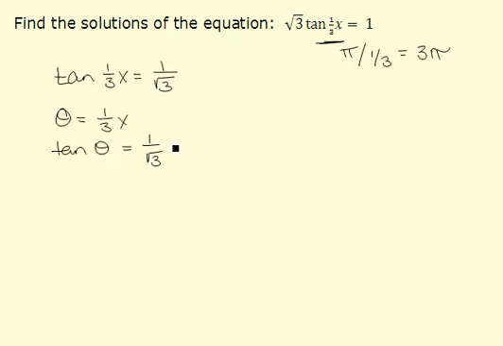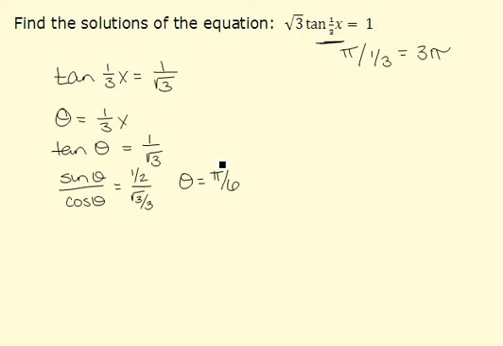We would recognize this in the following way, that tangent of theta is equal to the sine of theta over the cosine of theta, and we want that to produce a ratio of 1 over root 3. Therefore, we would have the sine of theta being 1/2 and the cosine of theta being the square root of 3 over 2. This occurs at a reference angle or a quadrant 1 angle of pi over 6.